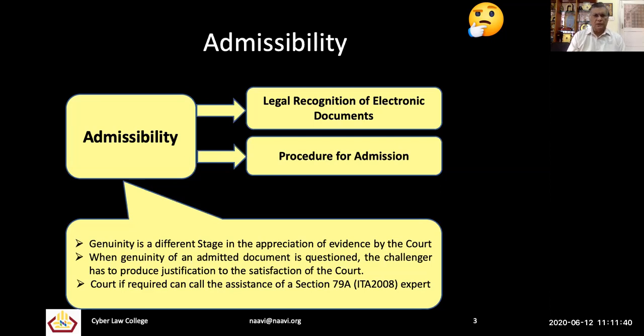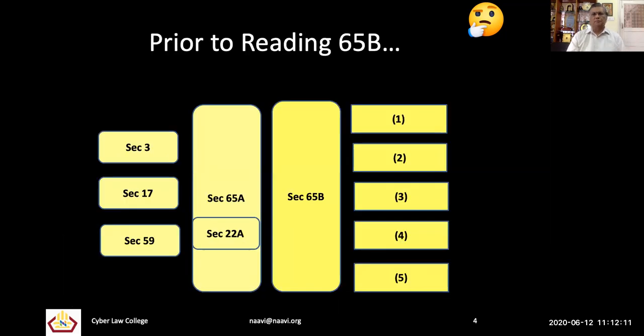The court, if required, can call the assistance of a section 79A expert, that is, section 79A of the Information Technology Act, which is the accredited digital evidence examiner. So at the time of admissibility, the genuinity is not the criteria to be looked at, and we are not looking at a section 79A certified digital evidence examiner to be present before the court of law.